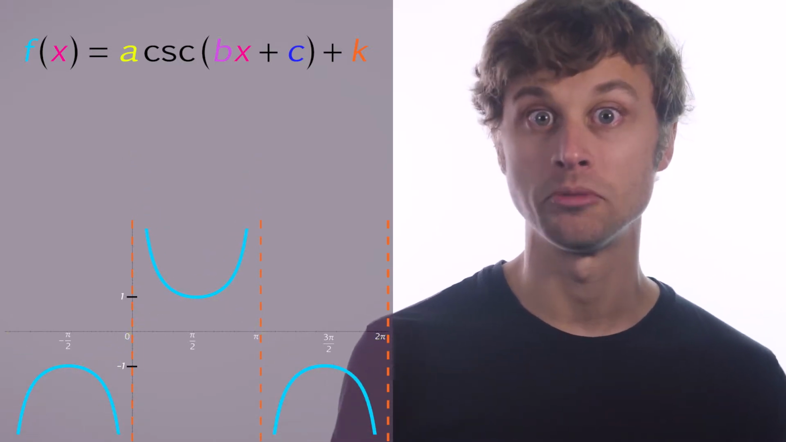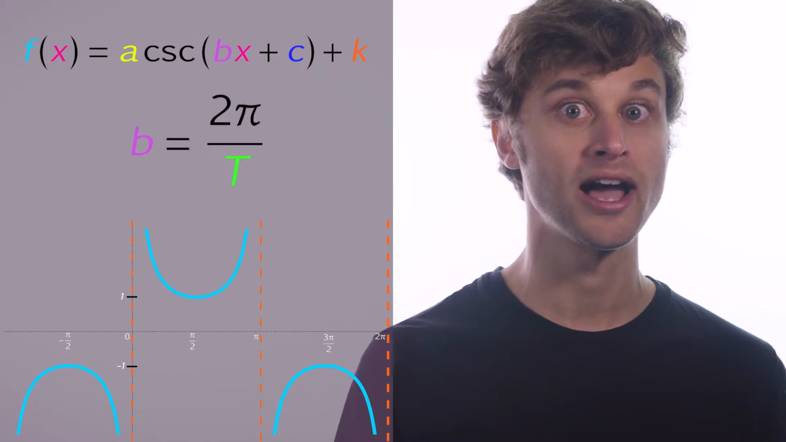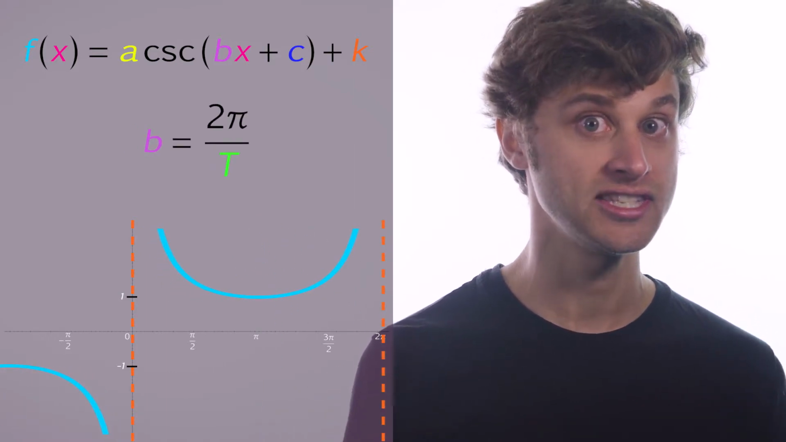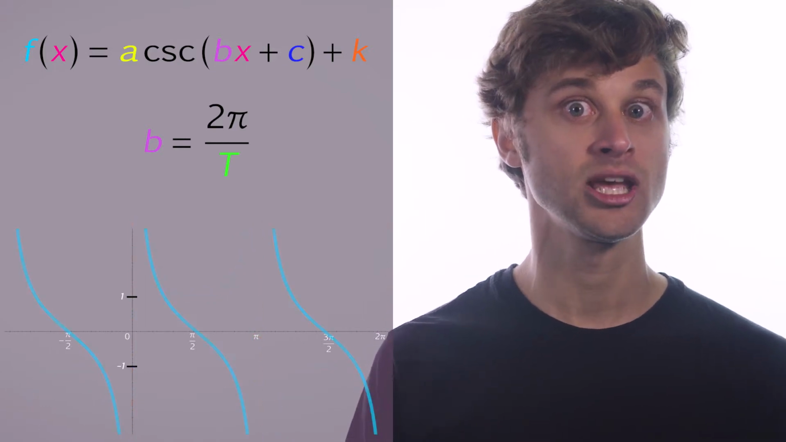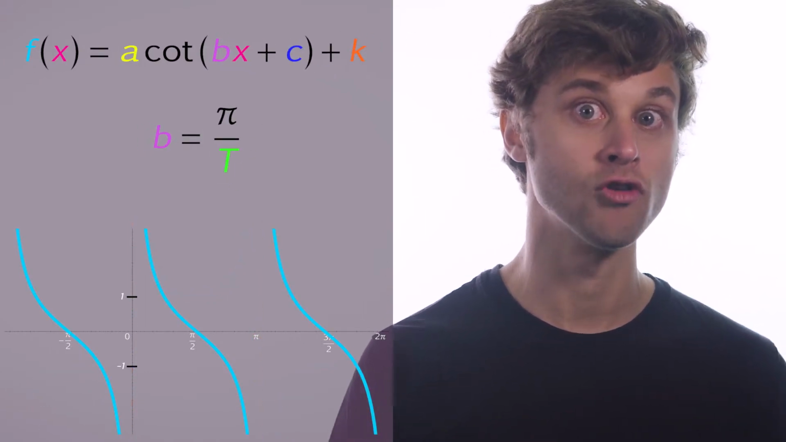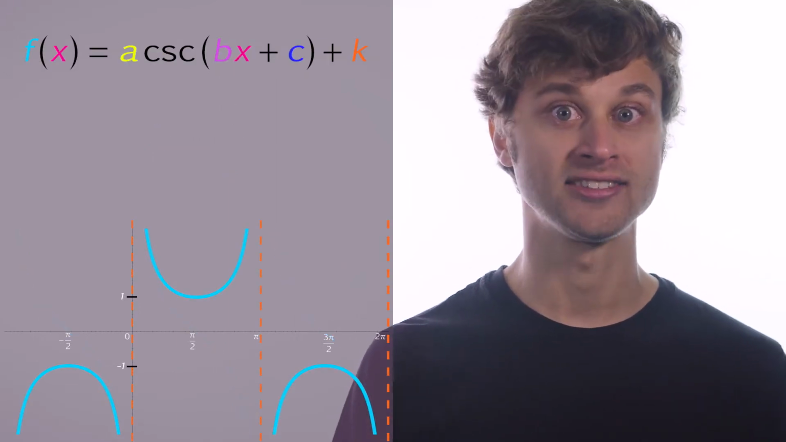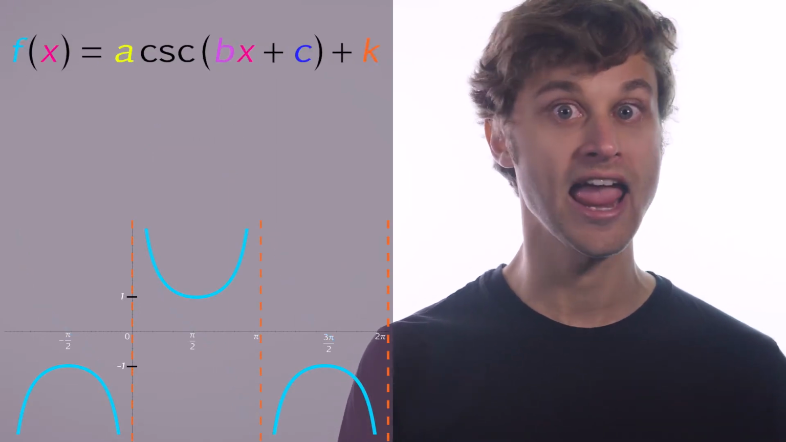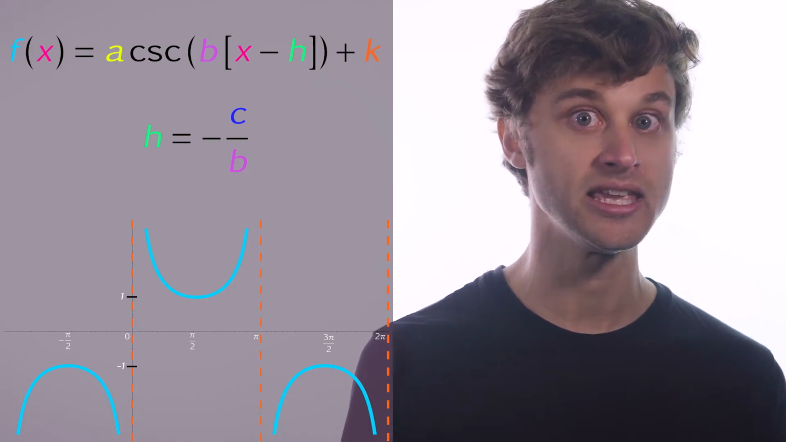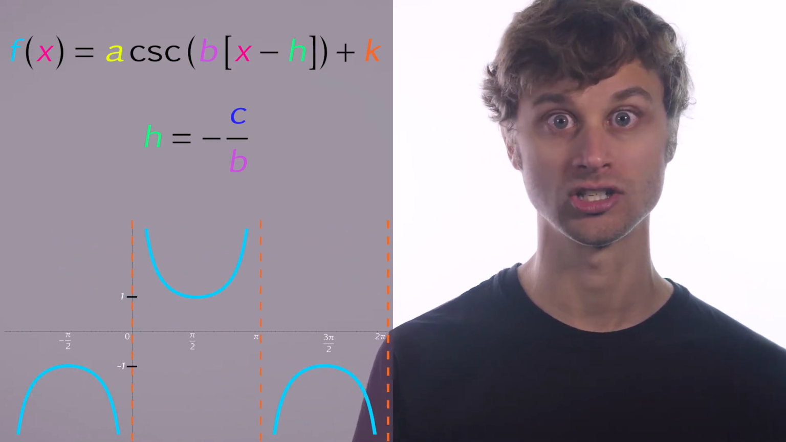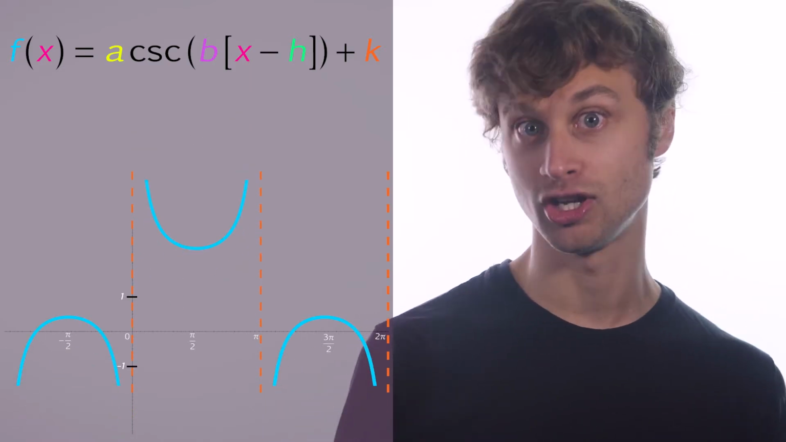B is still related to the period, so B is equal to 2 pi over t, the period, for both cosecant and for secant. And for cotangent, B is equal to pi over t, where again, t is the period. C again is our phase angle, which is related to h, where h is equal to negative c over b, and h is our horizontal shift of either of these functions. K again is the vertical shift of the function.